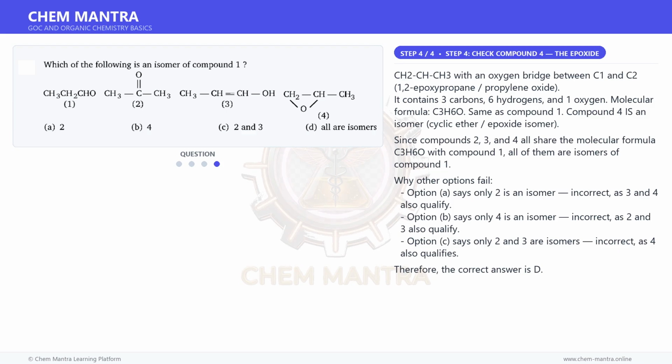Since compounds 2, 3, and 4 all share the molecular formula C3H6O with compound 1, all of them are isomers of compound 1. Why other options fail?